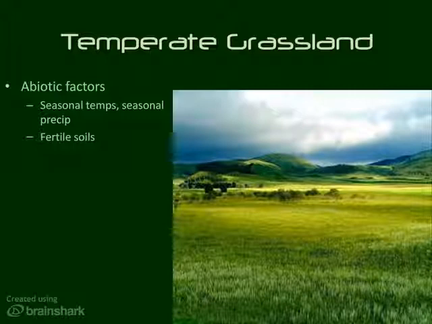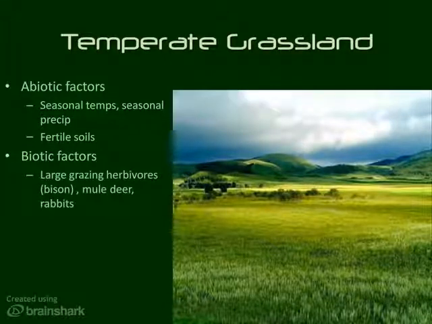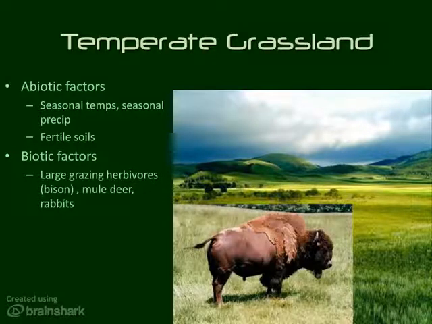In the U.S., much of the grassland has been plowed up and converted to agricultural use, but the grassland across Central Asia, called the steppes, still remain. Biotic factors in the grassland include large grazing herbivores, as in the tropical savanna, although we've pretty much eradicated them here in the U.S.